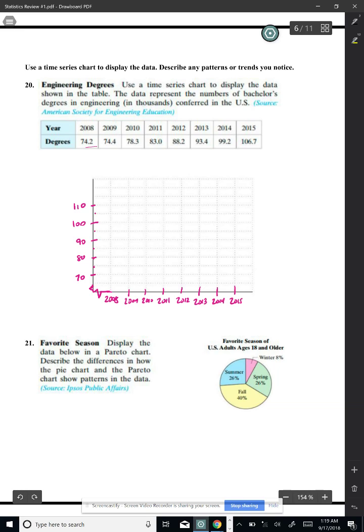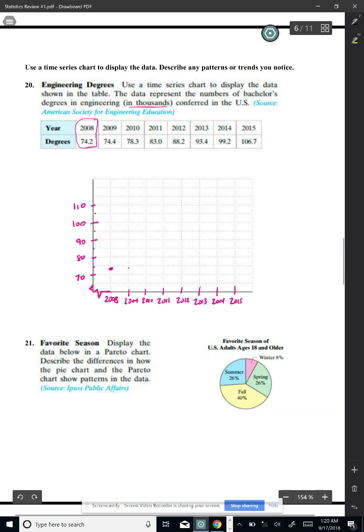And then all you're going to do is put a dot or a point where that pairs up the year or the time with the number. So on this one, it shows that in 2008, there were 74.2, and this is in thousands. So you would have over here labeled, of course, the year across the bottom here, and down the side, the number of degrees in thousands would be labeled. And we want in 2008, 74.2. So that would be a little bit below the 75 mark.